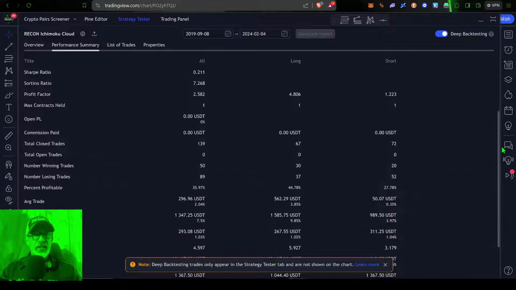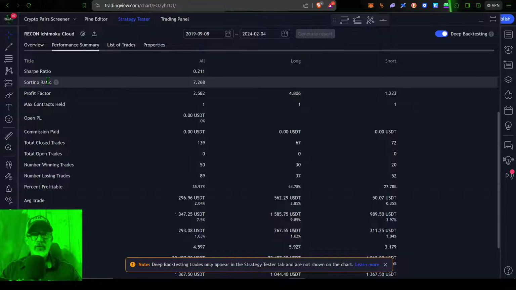Now, if we scroll down, take a look at the Sortino ratio. That ratio is really high. Perhaps I'm not taking enough risk. And with this ratio, you're probably looking more at an industry average of around 3 to be considered good. This is coming in at 7, so perhaps that's really good. Or maybe I'm just not taking enough risk.